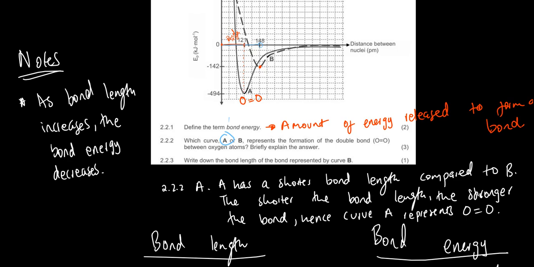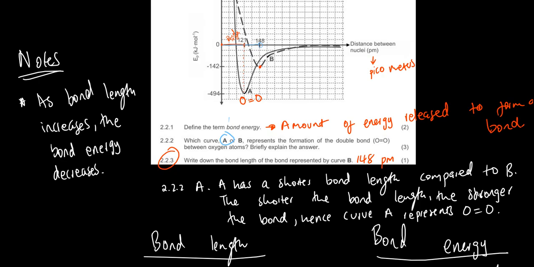Okay, perfect. Then they say now, write down the bond length of the bond represented by curve B. So I think we can see it there. It's 148, but check the units. It's PM, which is for picometers. We use picometers.